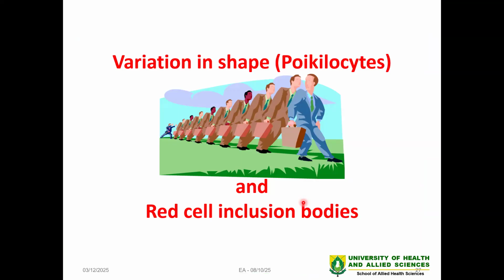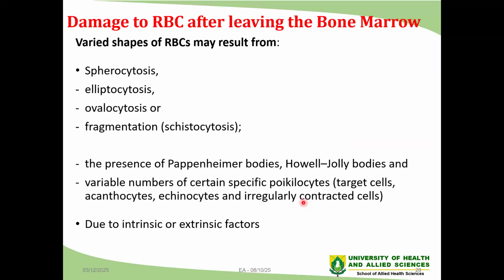Then lastly, we want to look at variations in the shape of red cells, as well as inclusion bodies that we might find in red cells. So anytime the red cell leaves the bone marrow into the bloodstream, anything at all can happen to it. And most of the time, if the red cell gets damaged, it may lead to the formation of varied red cells presenting with different shapes.